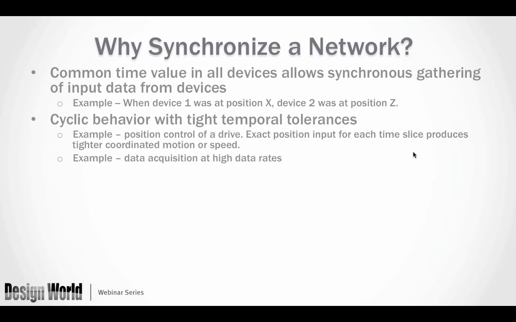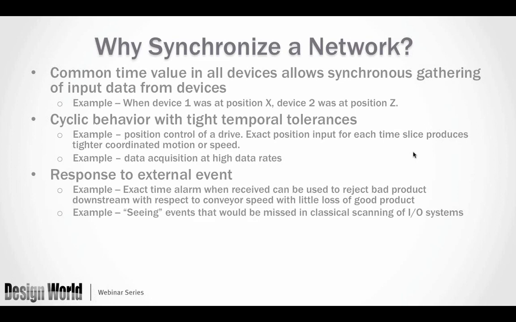And then having cyclic behavior in the slave devices with tight time tolerances. So another example having to do with motion control, having an exact delta T allows us to grab those delta positions, delta differences, and do tighter coordinated motion or speed calculations. Also, having cyclic behavior in the slave devices can let us do data acquisition at possibly high data rates. So for like condition monitoring, for instance.